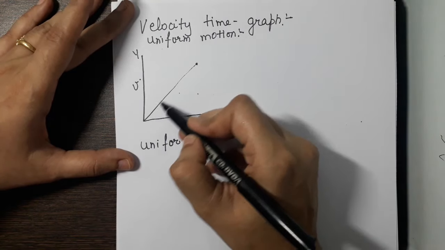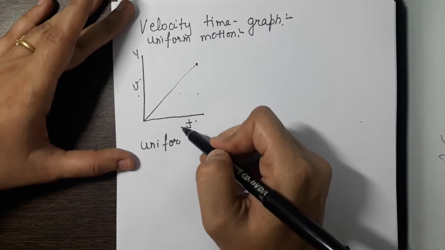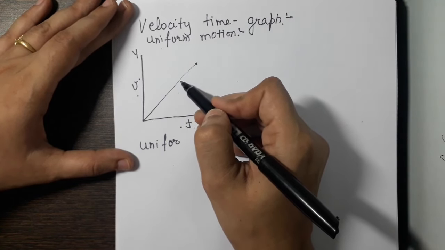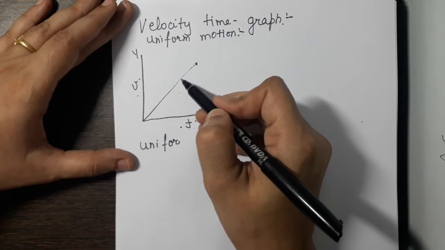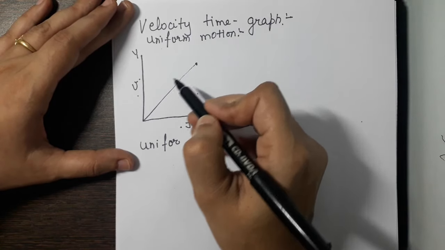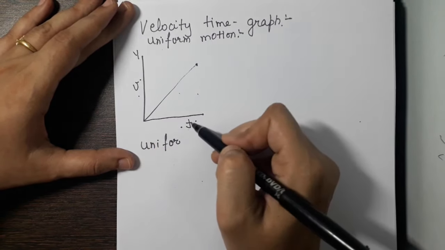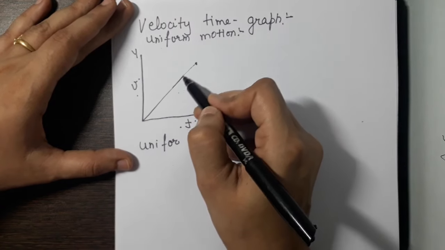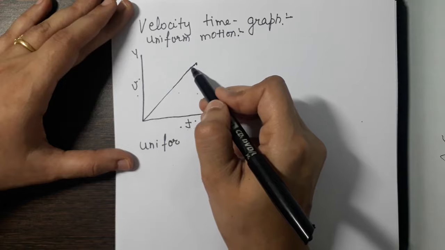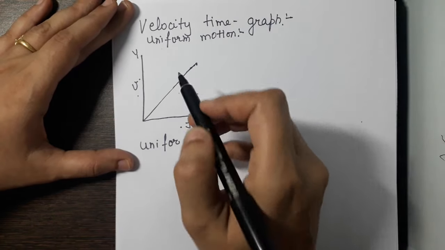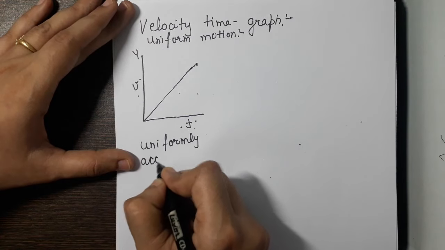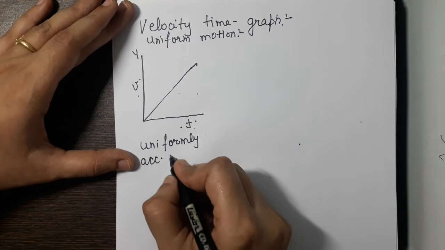We know the curve of the velocity time graph represents the acceleration, as we know from the definition that acceleration is the rate of change of velocity. Here how velocity is changing with time, this curve is telling us. So this curve represents the acceleration. So for uniformly accelerated motion, we have drawn the graph.